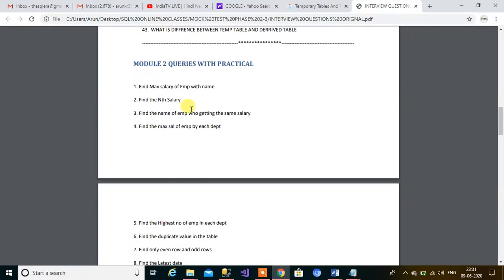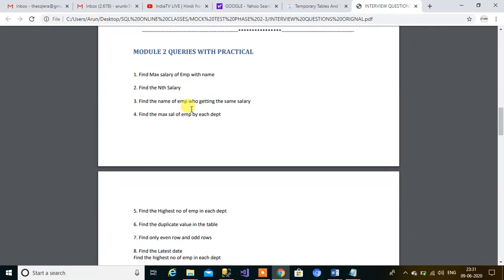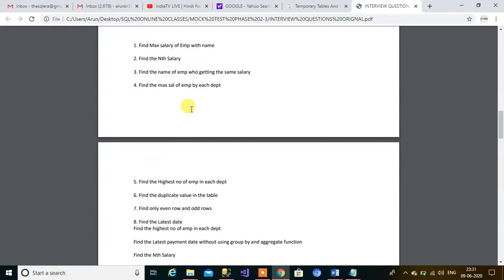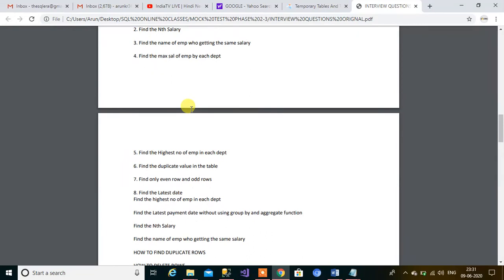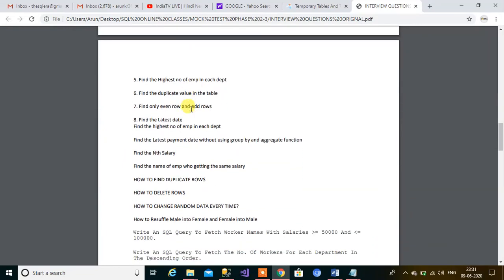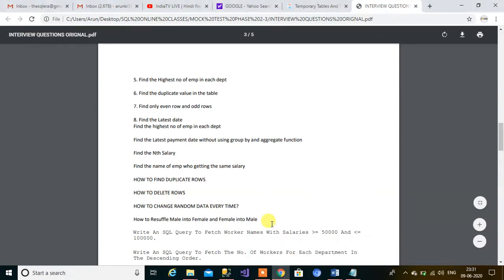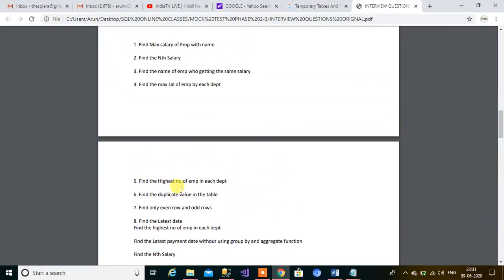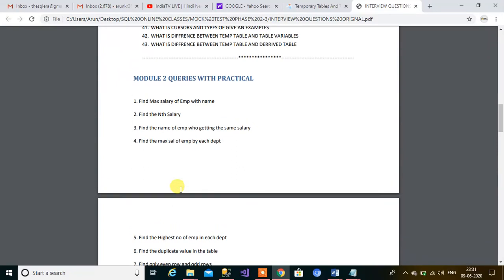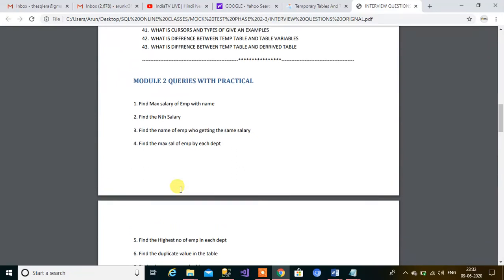And the second module, the queries part. This is very important, as the interviewer will definitely ask you how to find the net salaries, the names of employees, the max salary of an employee, and the highest number of employees in each department. All these queries are very important. You need to practice. I would suggest that Module 2 is very important in every interview.